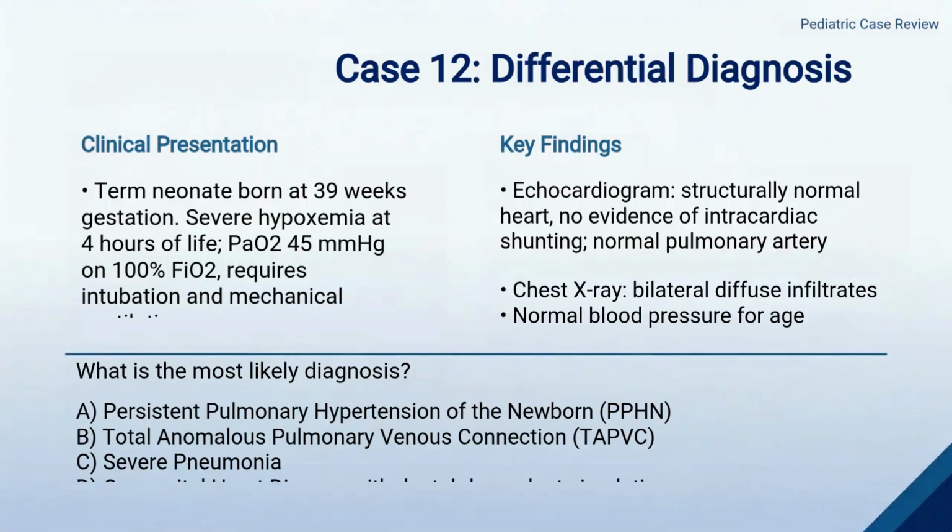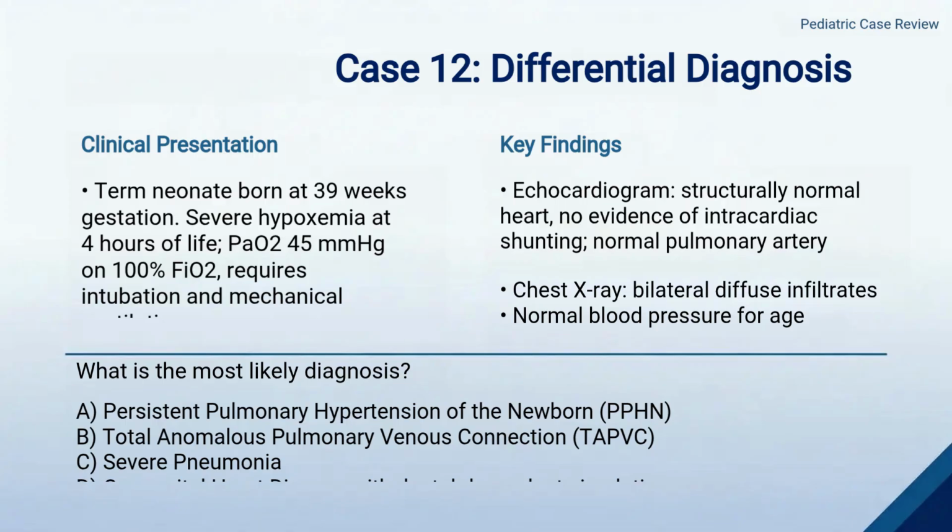Case 12. A term neonate born at 39 weeks presents with severe hypoxemia at 4 hours of life. The partial pressure of oxygen in arterial blood is 45 millimeters of mercury on 100% inspired oxygen fraction. The infant requires intubation and mechanical ventilation. Echocardiogram shows a structurally normal heart with no evidence of intracardiac shunting and normal pulmonary artery pressures. Chest X-ray reveals bilateral diffuse infiltrates. Blood pressure is normal for age. What is the most likely diagnosis?